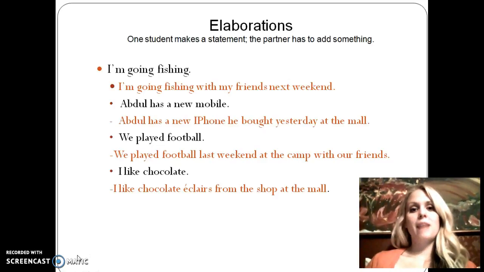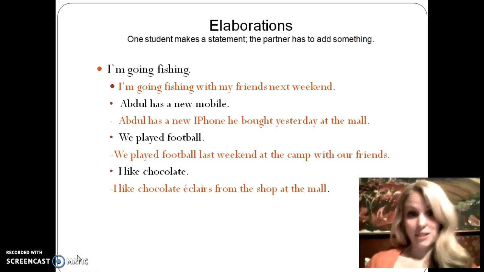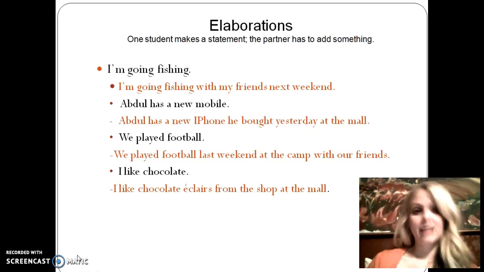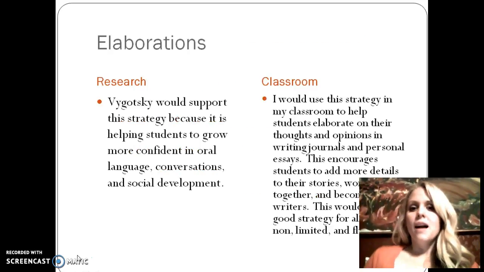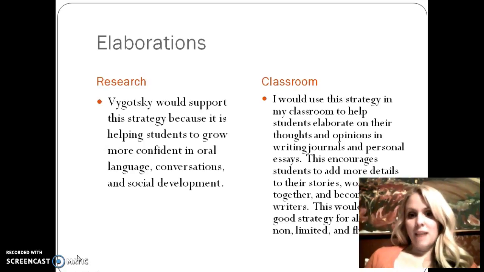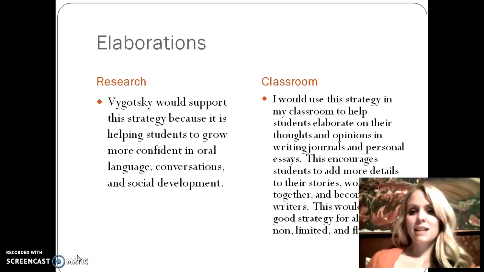Fourth, I have elaborations. This is where one student makes a statement and the partner has to add something to that. So they say, I'm going fishing. The next person says, I'm going fishing with my friends next weekend. I would use this strategy in my classroom to help students elaborate on their thoughts and opinions in writing journals and personal essays. This encourages students to add more details to their stories, work together, and become better writers.